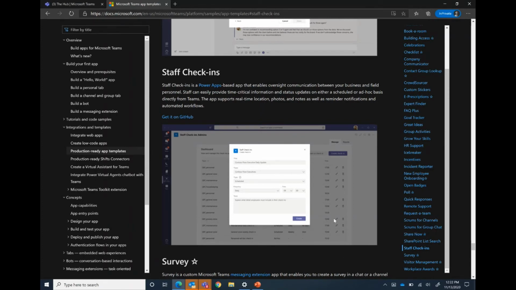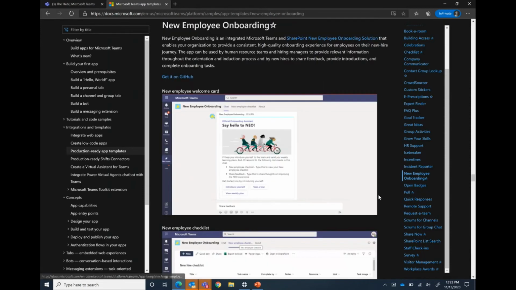There's actually a lot out here that translates really well to Firstline workers. For example, staff check-ins, in the world of COVID right now. You've also got polling, which we talked about. New employee onboarding experience, that's a big one, especially with high turnover. You want to make sure that you're getting people onboarded as quickly as possible. You've also got HR support.